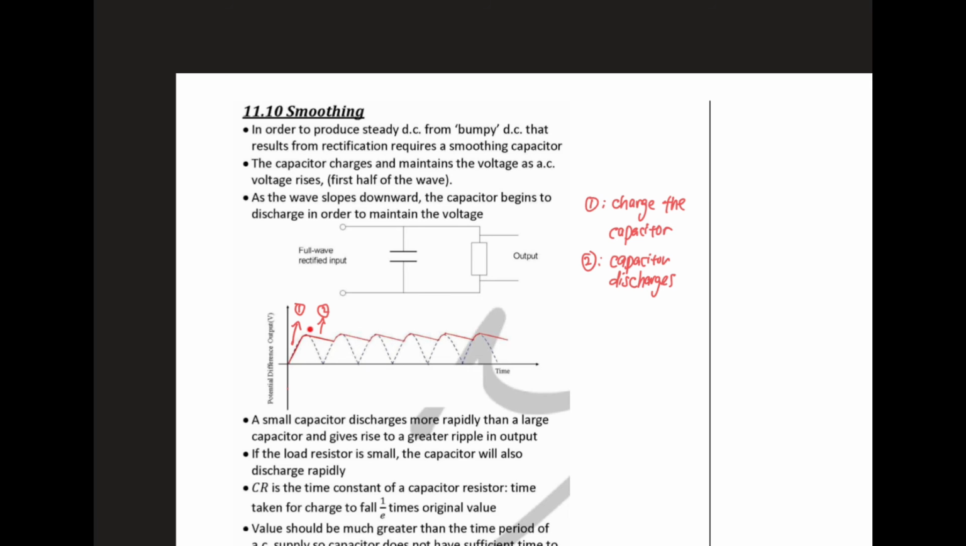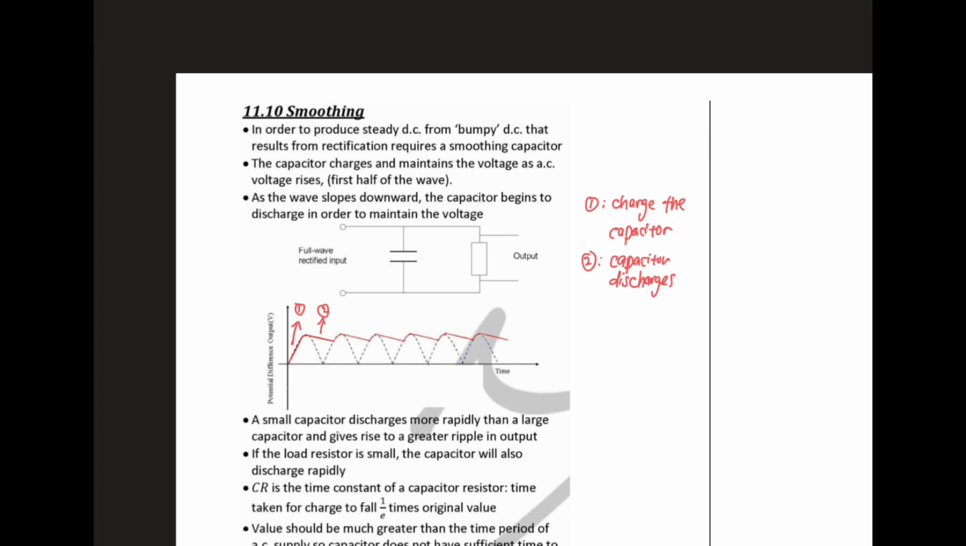Okay, so if you are watching TV, the TV is on all the time. Although they go down a little bit, your eyes may not be able to detect. Okay, because they just go down a little bit, not so detectable. So this is good enough. You make it smooth already. As the wave slopes downwards, the capacitor begins to discharge in order to maintain the voltage. So you manage to maintain it.